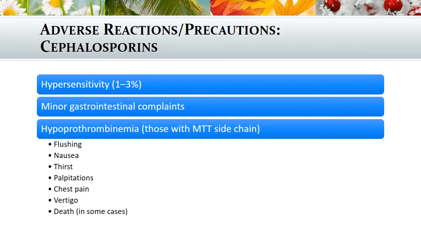Adverse reactions with cephalosporins include 1 to 3% of the population with hypersensitivity, minor gastrointestinal complaints like nausea and vomiting, and hypoprothrombinemia, especially those with an MTT side chain. You can see flushing, nausea, thirst, palpitations, chest pain, vertigo, and in some cases, death from anaphylaxis. They quit breathing.